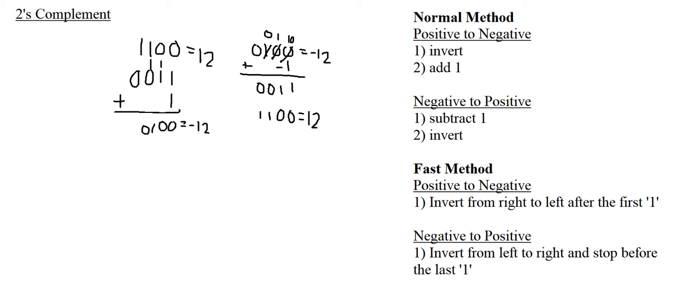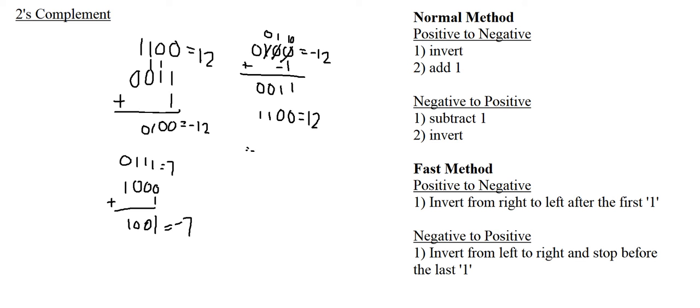Another example is 7, so 0, 1, 1, 1. First we're going to want to invert. Let me just show that's 7. So 1, 0, 0, 0. And now we're going to want to add 1. 1, 0, 0, 1. There we go. And that is negative 7.